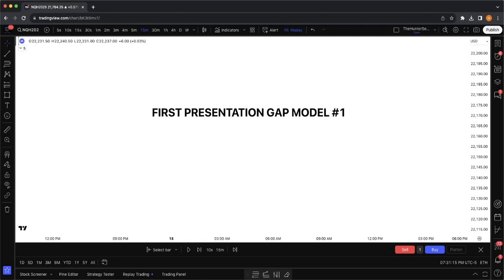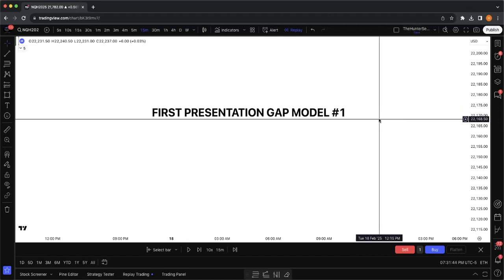Today is going to be our first introduction for the first presentation gap, model number one. It's going to incorporate model one and technically model two, because I'm going to go over two different targets that we're going to use for it. The reason they could blend into one is because this is everything minor. So this is close inefficiencies. This is targeting close minor buy side, sell side liquidity in the morning.